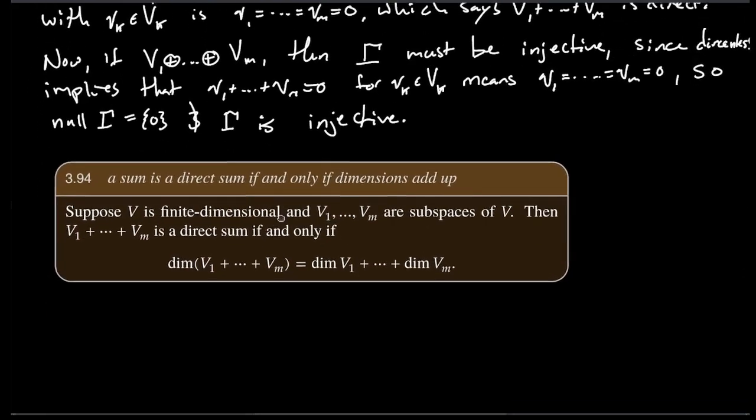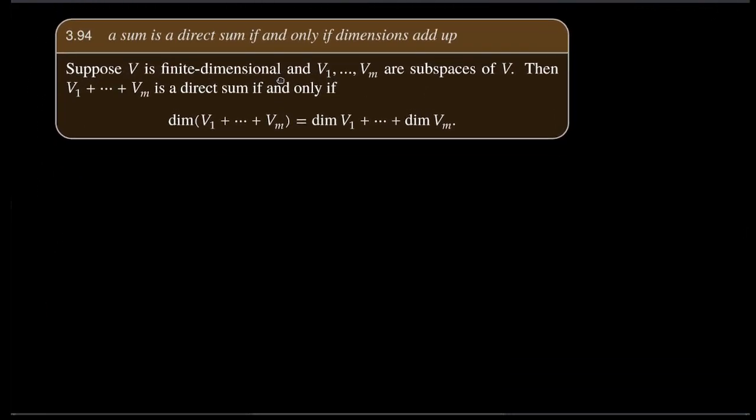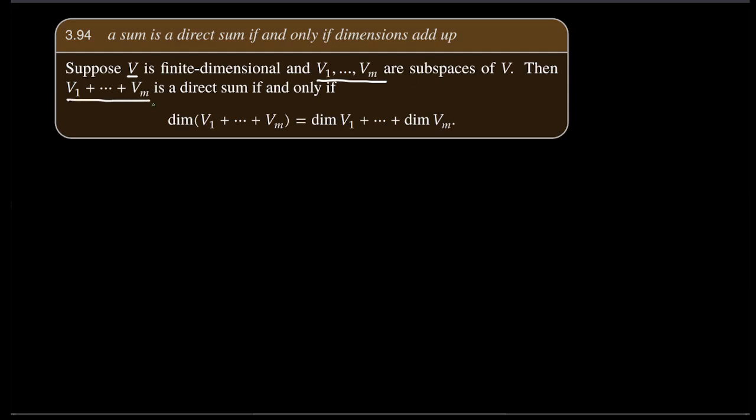What about surjectivity? Let's do something there. Okay, so let's suppose that V is finite dimensional and V1 through Vm are subspaces of V yet again. Then this sum, the sum of V1 through Vm, is direct if and only if the dimension of V1 plus through Vm is equal to the sum of the dimensions. Oh, okay, cool. Very nice.